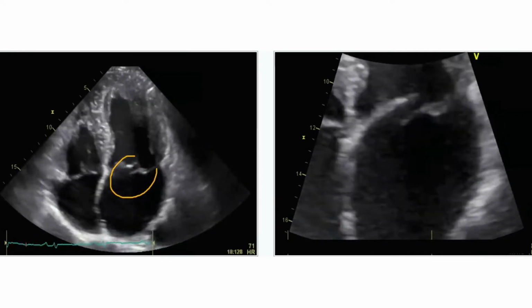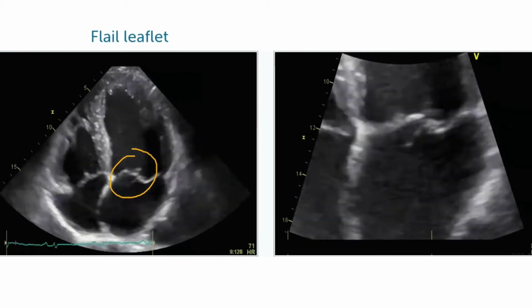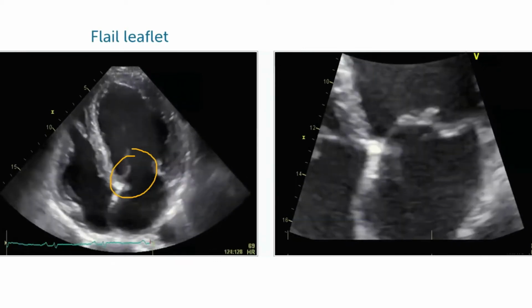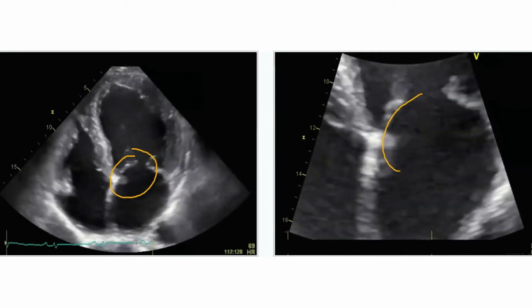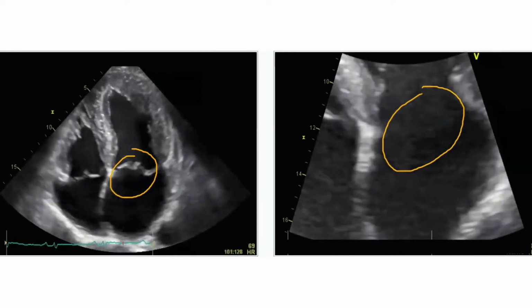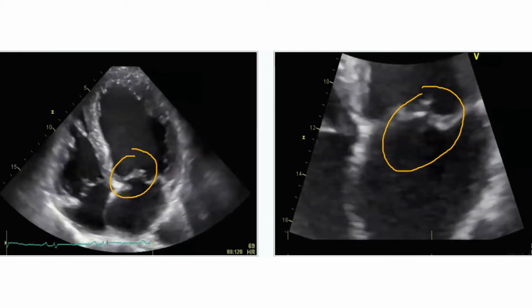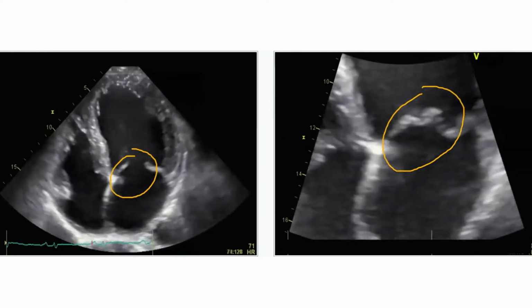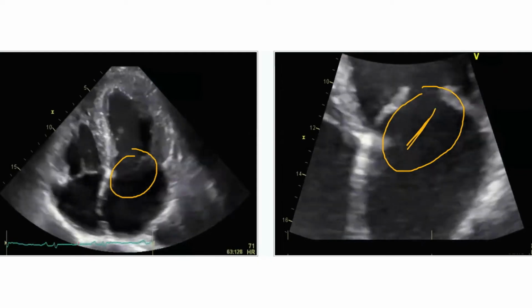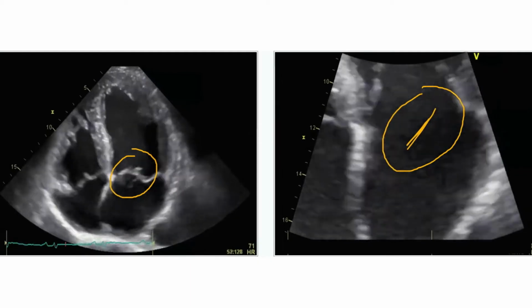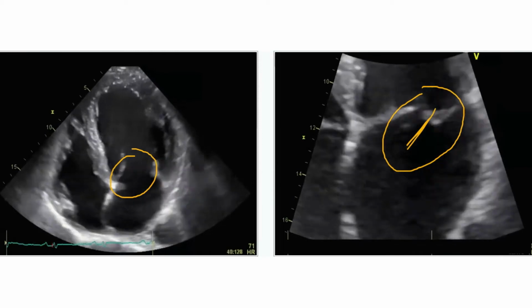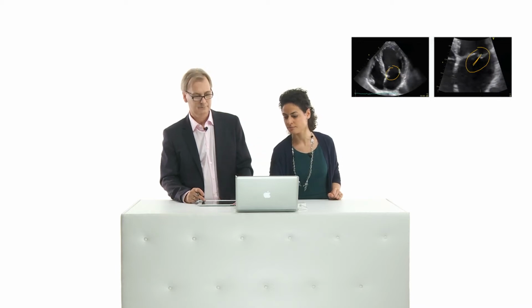This is a really nice example of flail leaflet. As you can see, the mitral valve is really thickened, both anterior and posterior leaflet. But a part of the posterior leaflet is going beyond the mitral annular plane into the left atrium, and it brings with it a part of the tendinous chord. So this is a classic example of flail leaflet causing, you will see with practice, really massive mitral regurgitation.